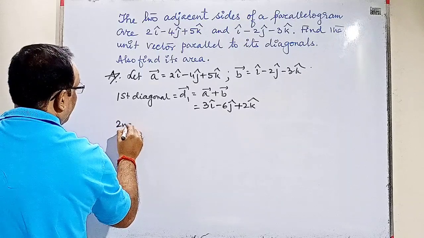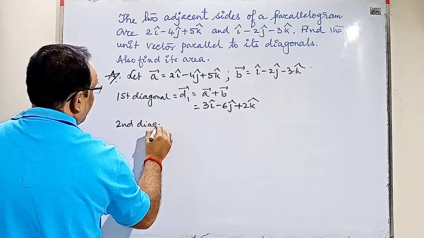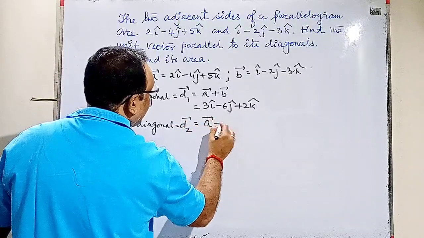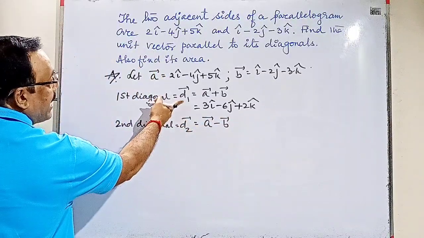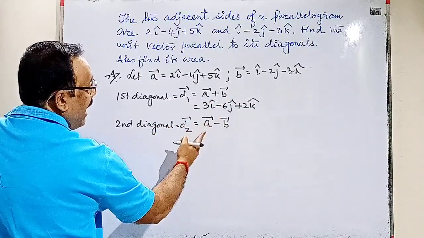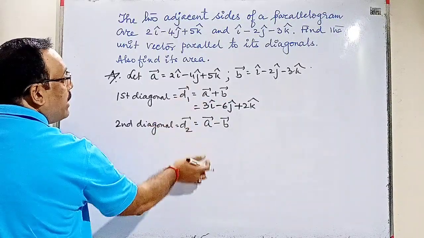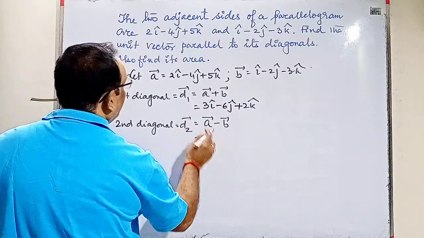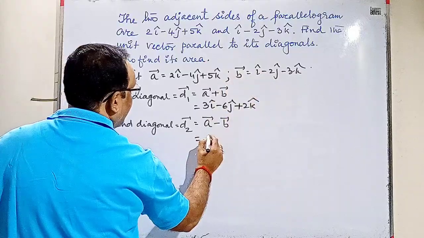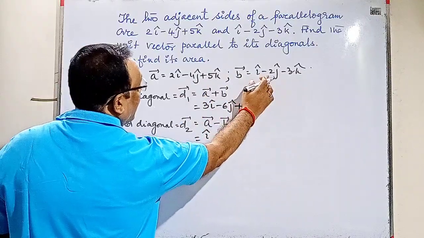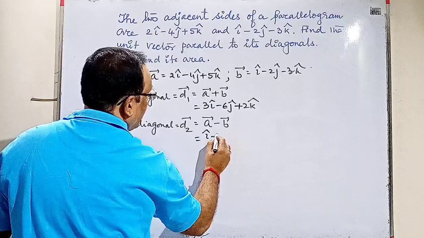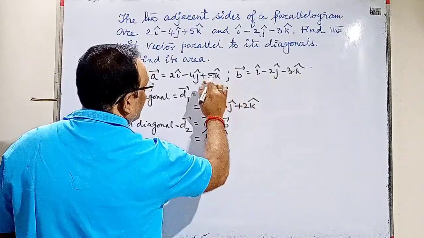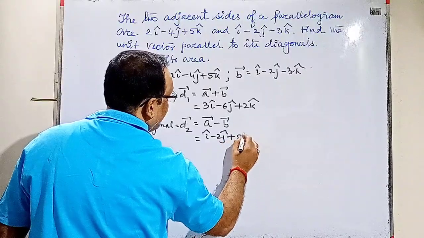Second diagonal. I am denoting the second diagonal as D2. D2 will be vector A minus vector B. You must note this: diagonals are obtained by adding the two adjacent sides or by subtracting them. So the two diagonals are obtained by plus and minus of the two adjacent sides. So A minus B, this minus this. 2i minus i will give me i, minus 4j minus of minus 2j, so this will become plus, so this will be minus 2j, plus 5k minus of minus 3k, so minus minus plus 3k. So this will become plus 8k.